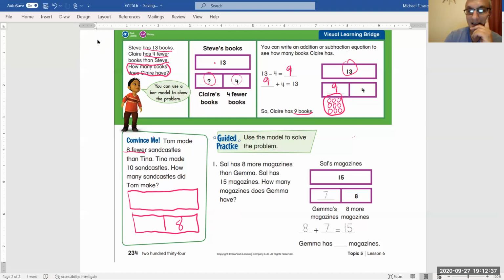Tina made 10 sandcastles. She made them not more and not fewer, correct? So we know that Tina made 10 sandcastles. So 10 here. Now we have to find this one. Guess what? We can count on, just like we did with our circles up here. So 8, and we got to stop at 10.